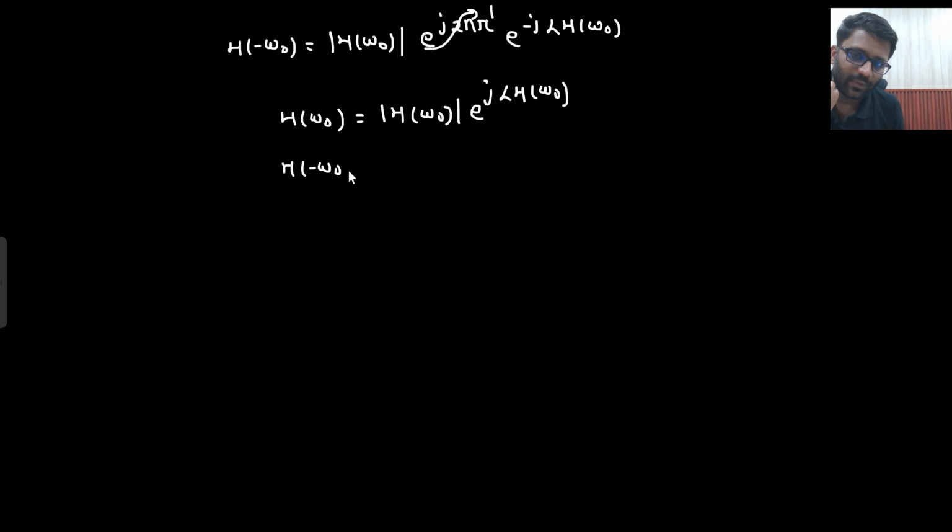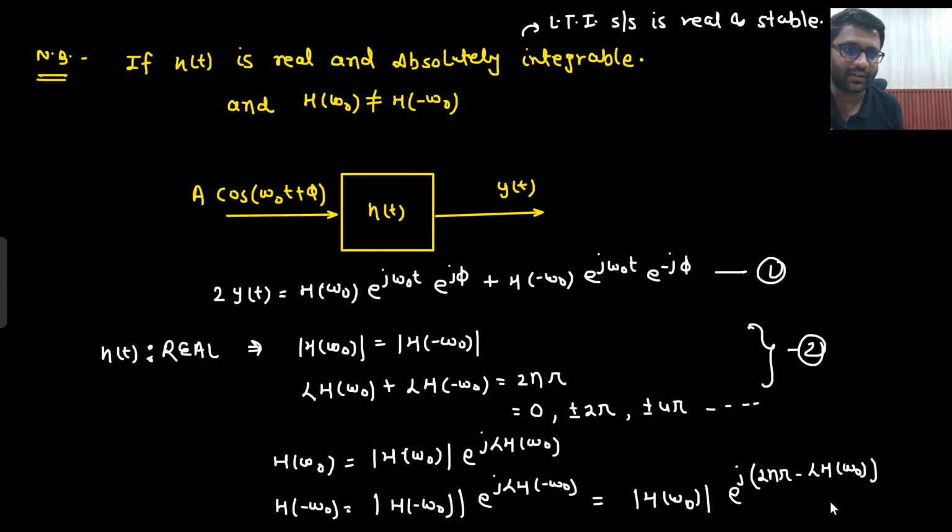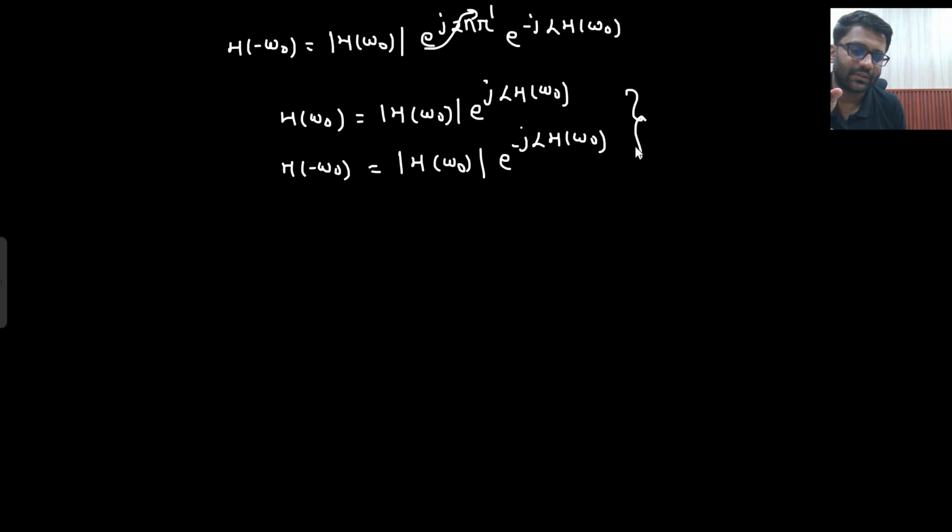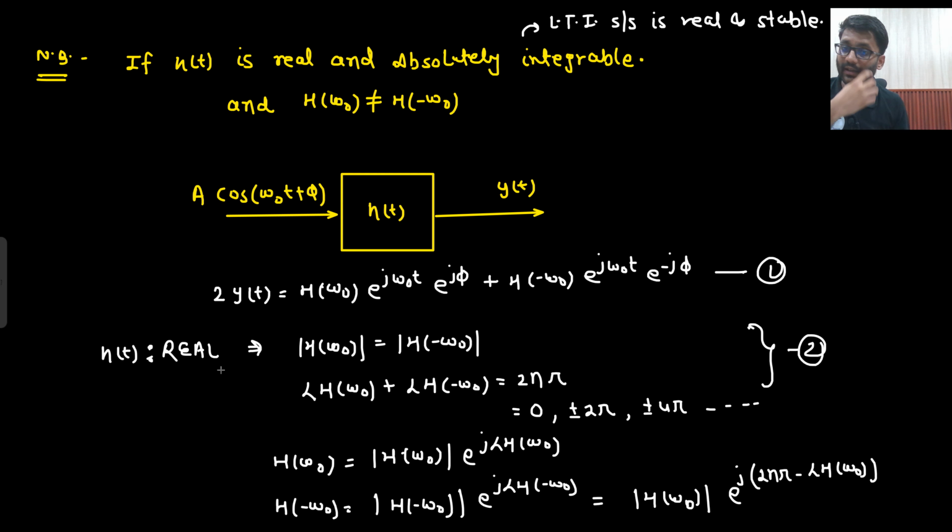Now what is this coming out to be? Because these modes were equal, this is coming out to be mod of h of omega naught, e to the power minus j angle of h of omega naught. And all these are coming when h(t) is real. h(t) has to be real. Now what we can do, in equation 1 we can put these values. So from equation 1, h(t) is real. This is a very necessary condition. h(t) is real, then only all these things come into action.